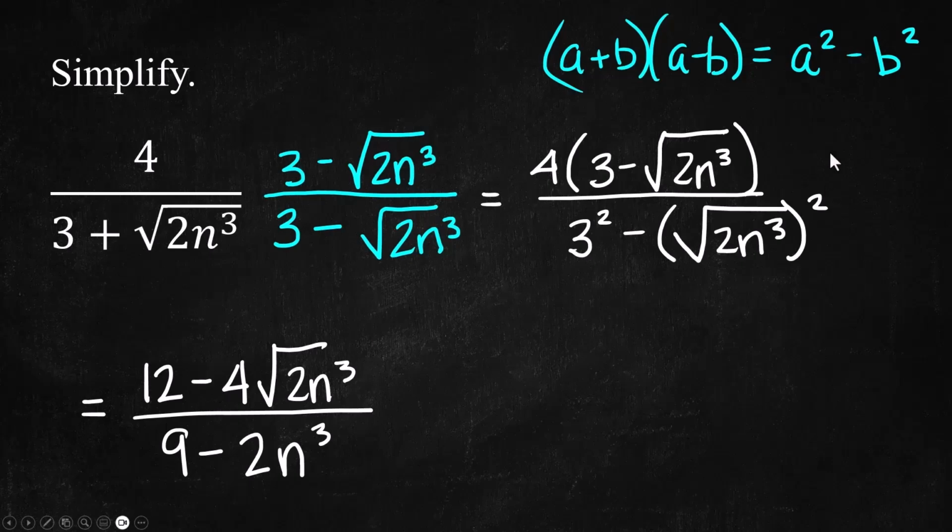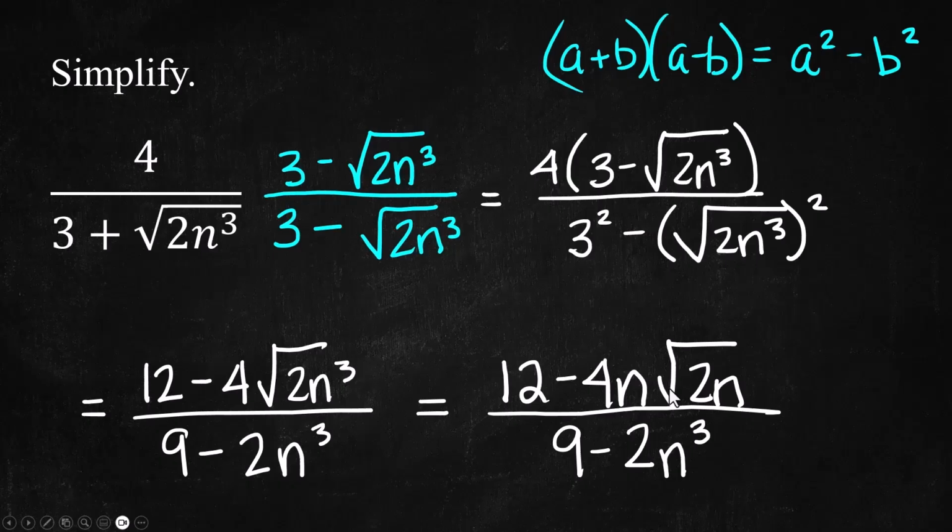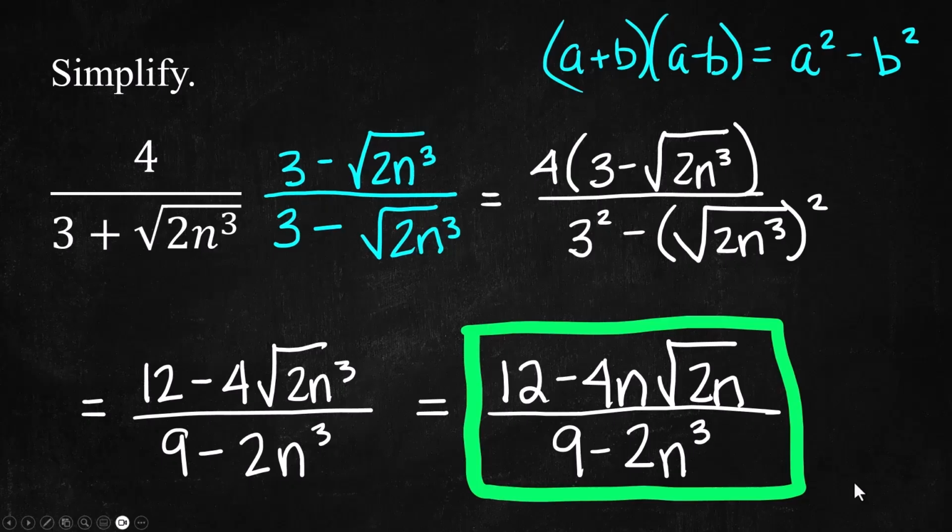Now on the top, I multiplied that out with the distributive property. Then I look at this numerator. You see this n cubed that's underneath the square root sign? I can pull an n out of there. So you end up with 12 minus 4n square root 2n over 9 minus 2n cubed. There is nothing else I can factor out of there, even though there's n's all over the place. This 12 doesn't have an n factor, and the 9 doesn't have an n factor. So the best we can do is put a box on it.